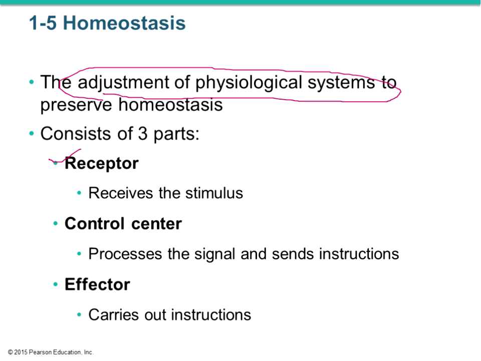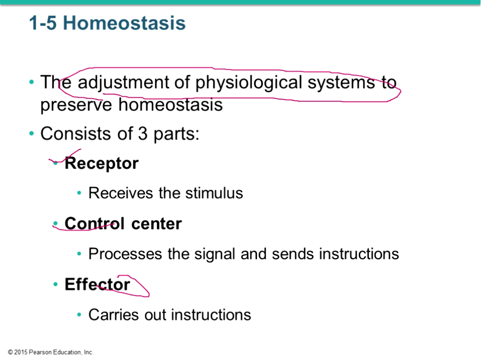There are three parts, three players, if you will, involved in this process: receptor, control center, and effector. Receptor, as the term indicates, receives the stimulus. This is how your body discovers that something is out of range, some sort of stimulus that's telling it that it's out of range.